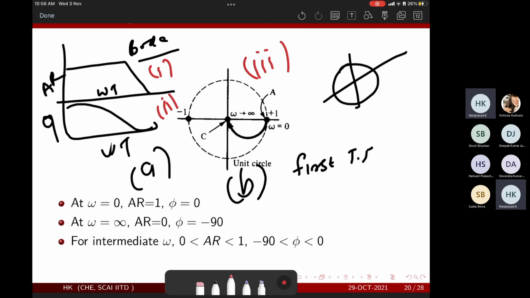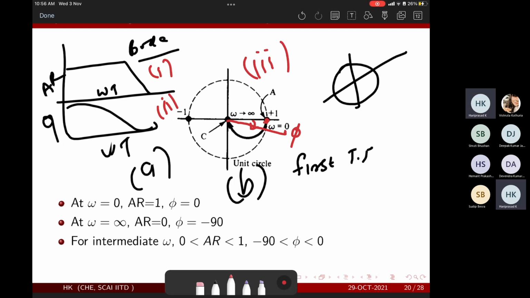Everything. So as you rightly pointed out, omega equal to 0, AR is equal to 1, because the coordinate is +1 and -1. This is again +1 and -1. So you are right here. Phase angle is 0 because the phase angle is calculated like this. Okay.